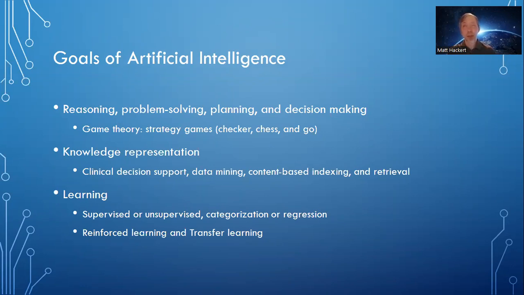Then there's knowledge representation, and we'll come back to a lot of these concepts when we start talking about accessibility and accessibility problems. But knowledge representation has applications in clinical design, decision support, data mining, content-based indexing and retrieval. These are a lot of the things that have become much more familiar to us today. So think of Google search engine, think of a lot of the advances in the last decade or so around big data, data analytics, and so forth.